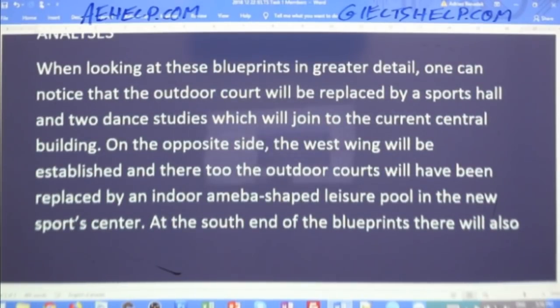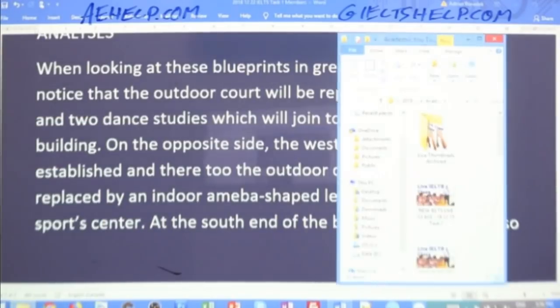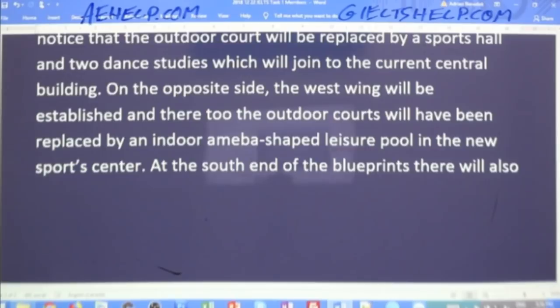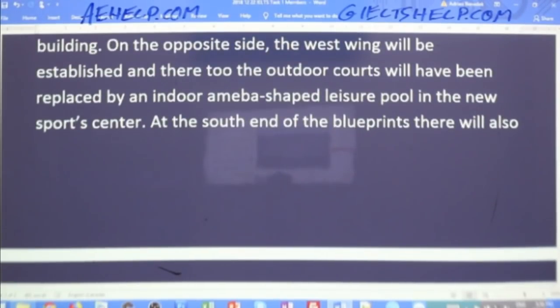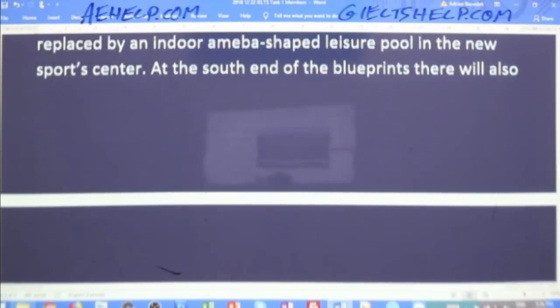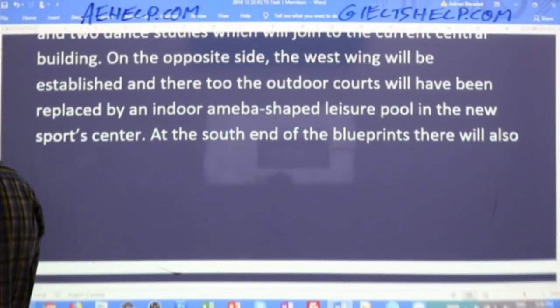When looking at these blueprints in greater detail, one can notice that the outdoor court will be replaced by a sports hall and 2 dance studios, which will join to the current central building. On the opposite side, the west wing will be established, and there too the outdoor courts will have been replaced by an indoor amoeba-shaped leisure pool in the new sports center. At the south end of the blueprints, there will also be significant changes made to the new sports, or we can say according to. It sounds a little bit better.